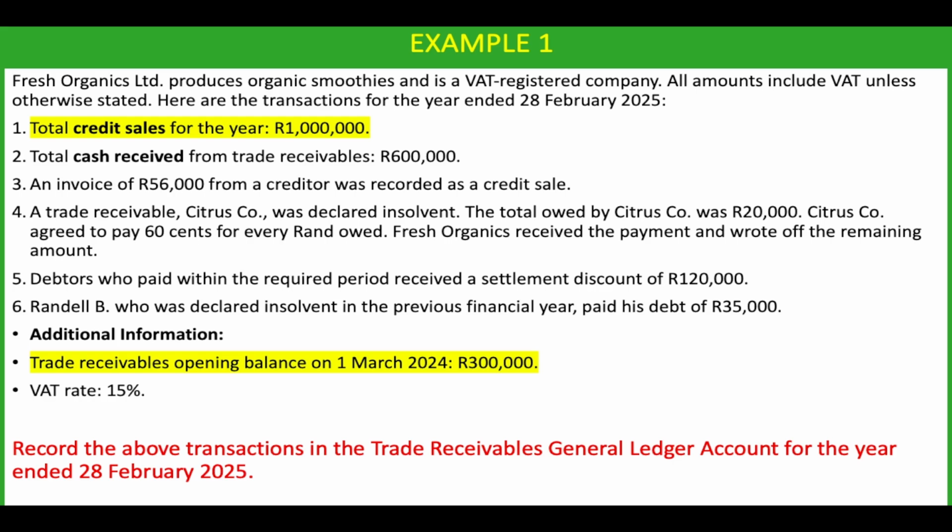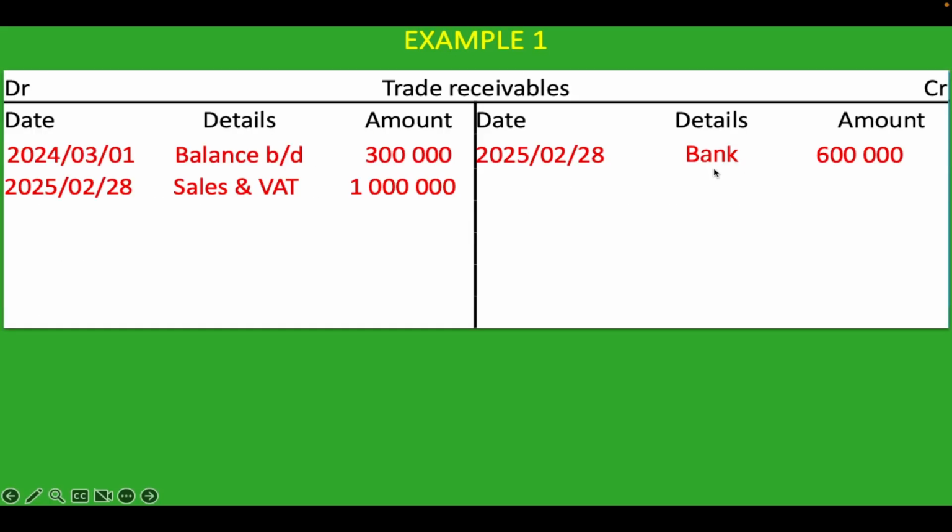Like I said, you're dealing with a month. You can put the date that you were paid by your debtors. But in this case, since we're doing it for the financial year, we just put the end of the financial year. Okay? But you can check out the first lesson where we were dealing with a month specifically. So here's how it's going to look. 28th of February 2025. The detail there is bank, and the amount is 600,000 rand.